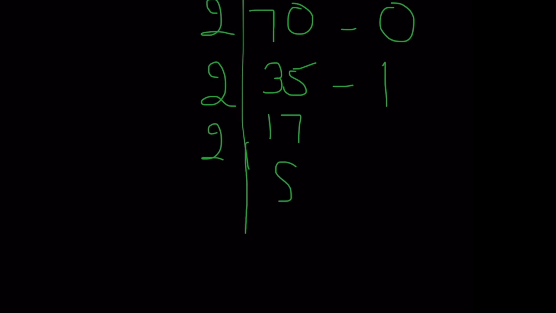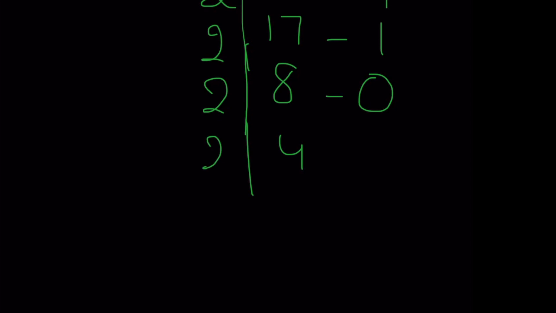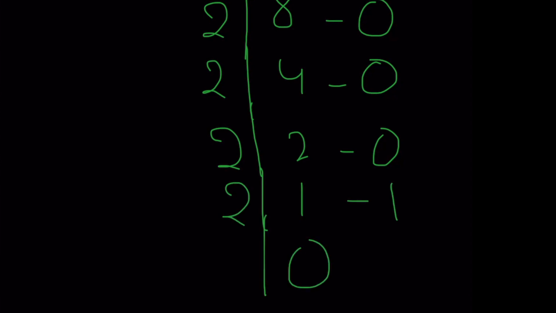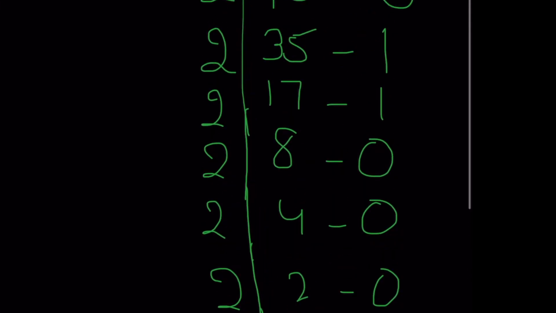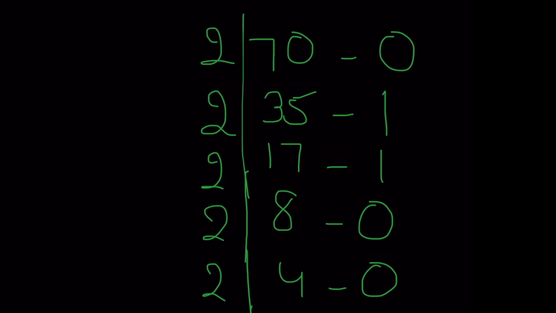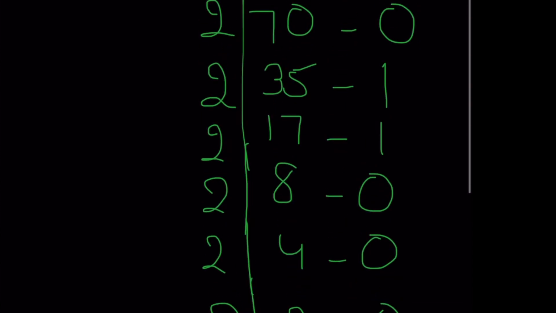Then 17 divided by 2 is 8, 1 is the remainder. 8 divided by 2 is 4, 0 is the remainder. And then 4 divided by 2 is 2, 0 is the remainder. 2 divided by 2 is 1, 0 is the remainder. And then 1 divided by 2 is 0, and 1 is the remainder. Okay, so you can see we have got a couple of remainder digits over here. So now what we do is we just place them from top to bottom, right to left. So the binary number will be 0, 1, 1, 0, 0, 0, 1.